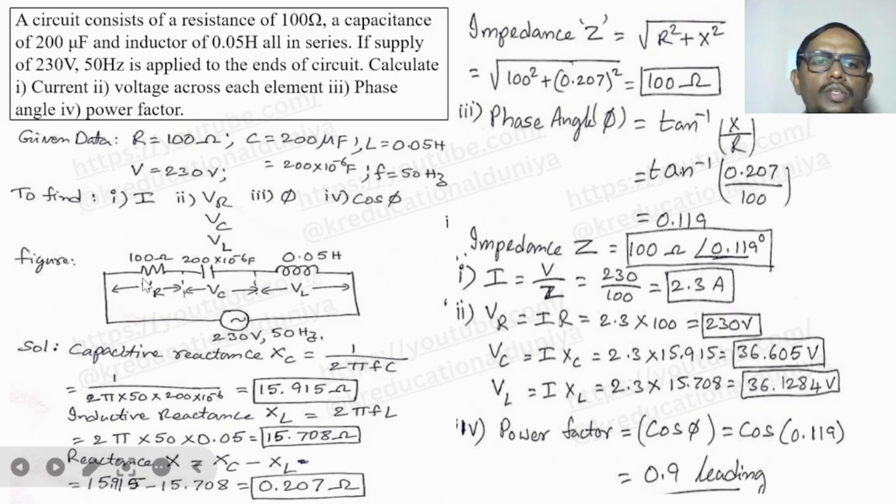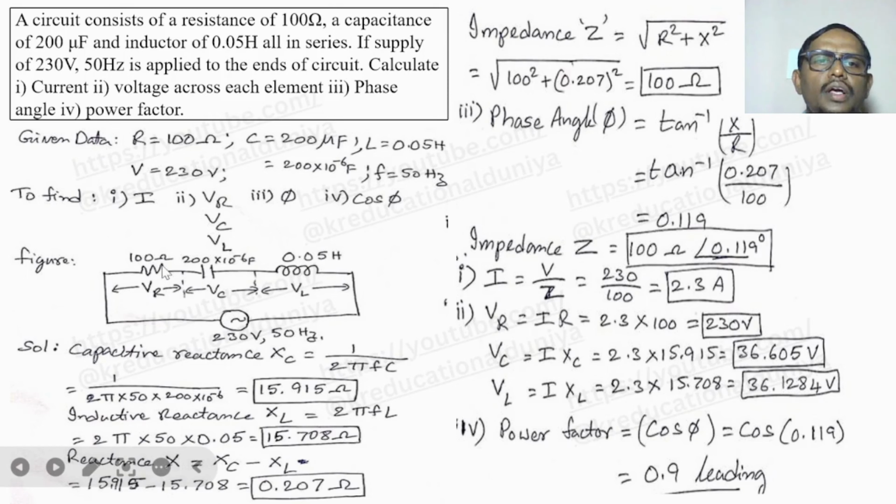So here if you observe the figure, 100 ohms, 200 microfarad and 0.05 henries. The voltage across resistance is VR, the voltage across capacitance is VC, the voltage across inductance is VL, and everything is connected in series with an AC voltage source, that is 230 volts, 50 Hz. And calculate current I, voltage across each element VR, VC, VL, phase angle phi, and power factor, that is cos phi. We need to find out these values.